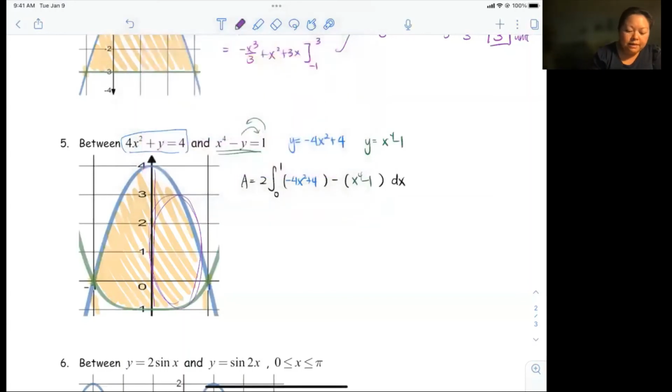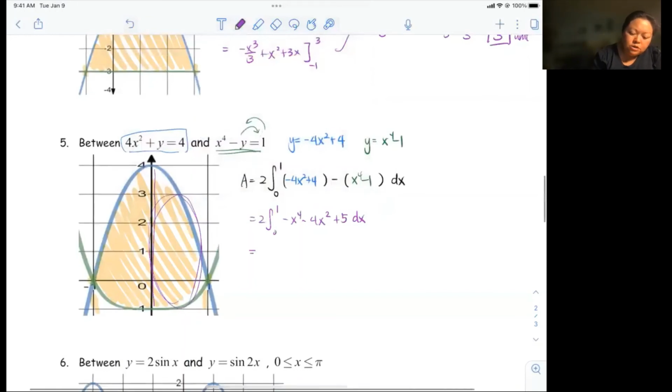Okay, I'm going to clean this up. I get 2, 0 to 1. Highest power is going to be negative x to the fourth minus 4x squared. And then you have 4 minus a negative 1, so plus 1, plus 5 dx, right? So then you are ready to take your antiderivative, right? This one's going to be a little bit better to do.